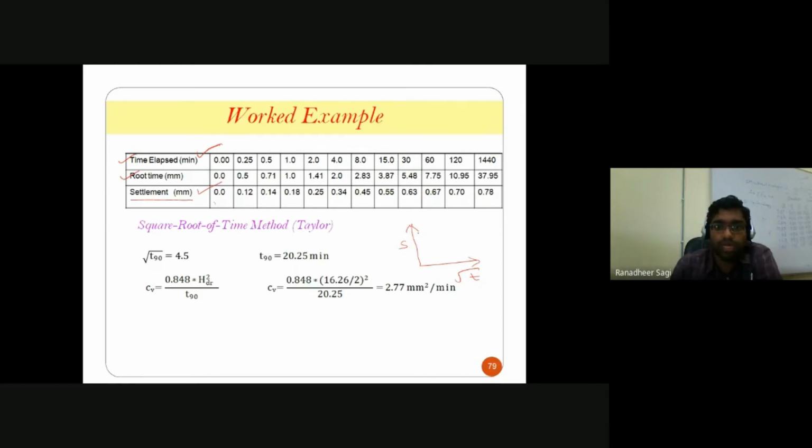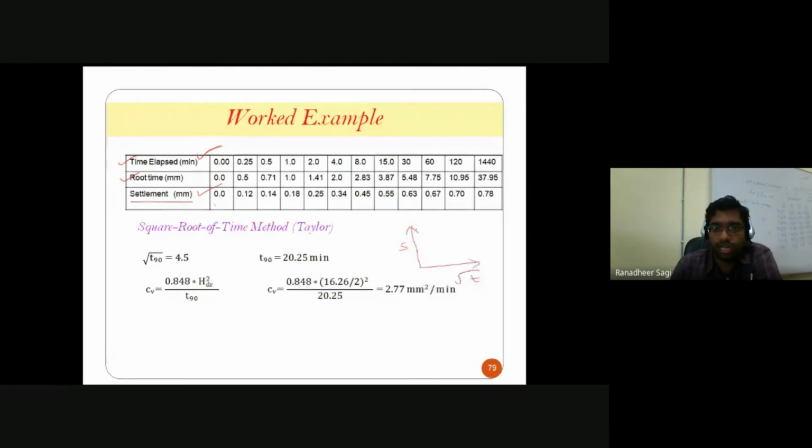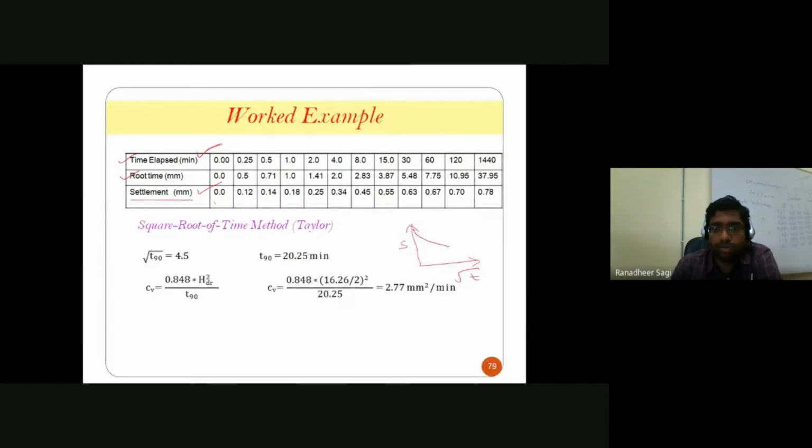So we have a curve like this. What we do in the case of the square root time method is, in the initial portion of the curve, try to draw a tangent. Let's say I am calling this the AB line. Once I know the slope of this AB line, I am going to draw another line, called the AC line, where the slope of this AC line is equal to 1.15 times the slope of the AB line.